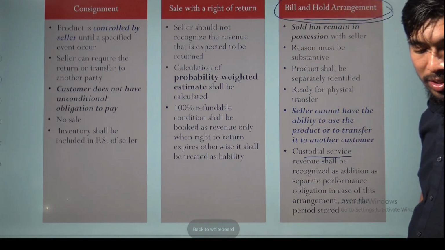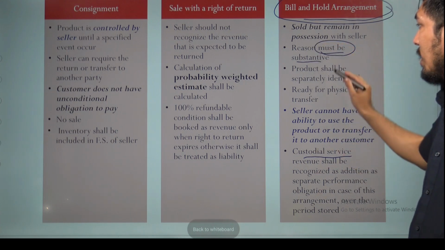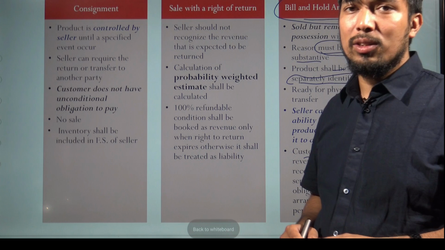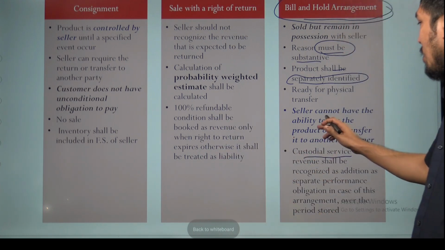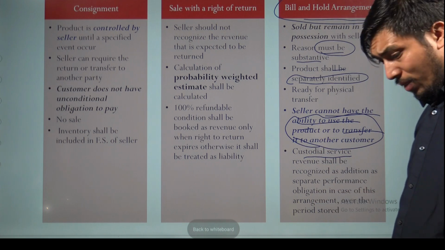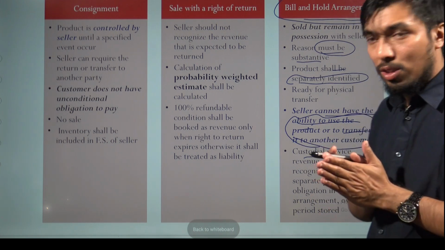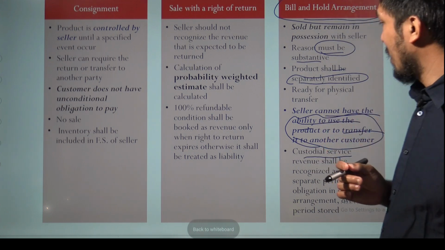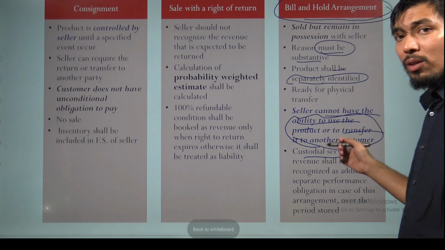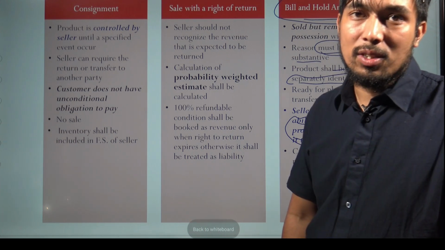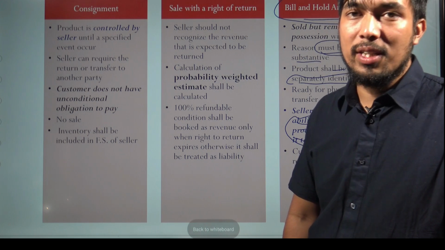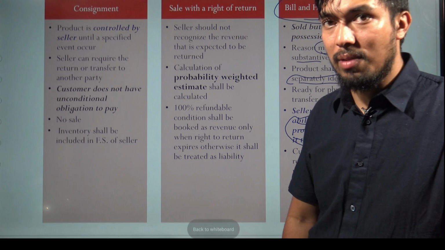But before that can be considered as revenue, the reason must be substantive. The product shall be separately identified within the store of the seller, separately stored, and should be ready for physical transfer. And the seller cannot have the ability to use the product or to transfer it to another customer. Then only it will be considered as revenue. Then only does the question arise of separating the transaction price between the custodial service and the product. If the seller has the discretion to transfer that asset to another customer, then there is no satisfaction of the terms of the contract of sale. That won't be considered a contract of sale, because there is no transfer of control of the asset from seller to buyer. Then there is no applicability of IFRS 15. Okay.